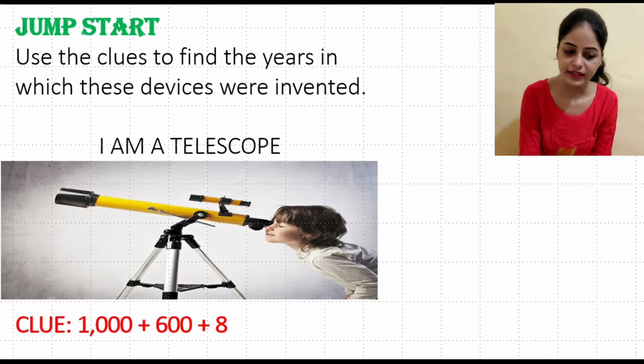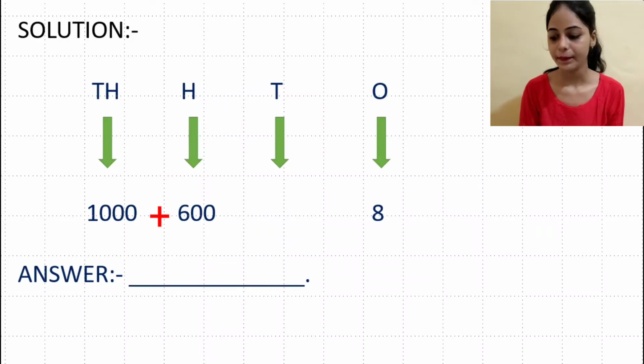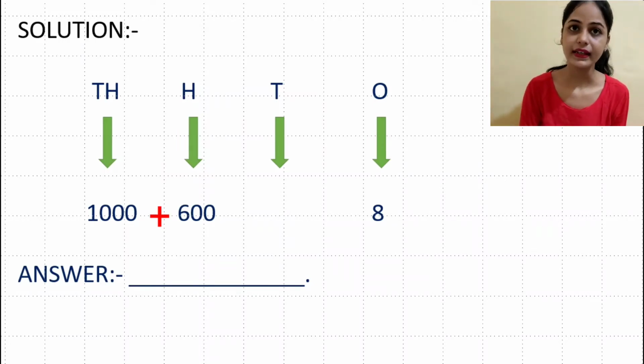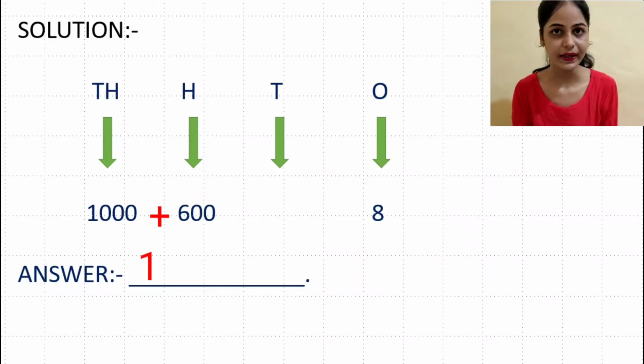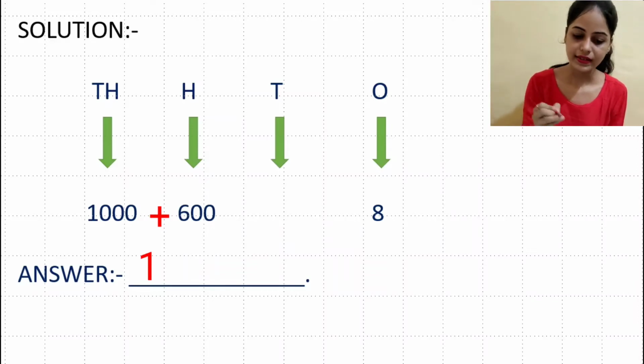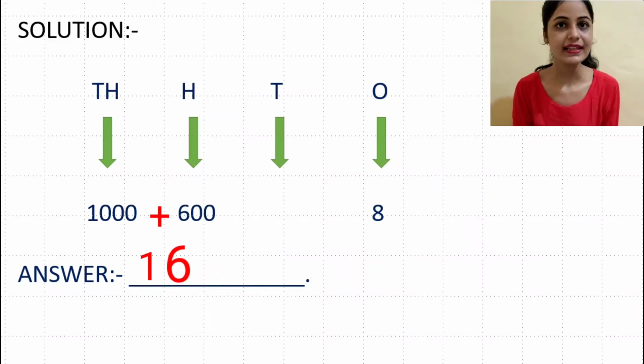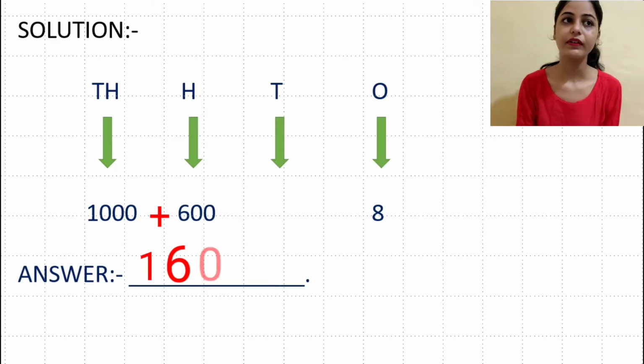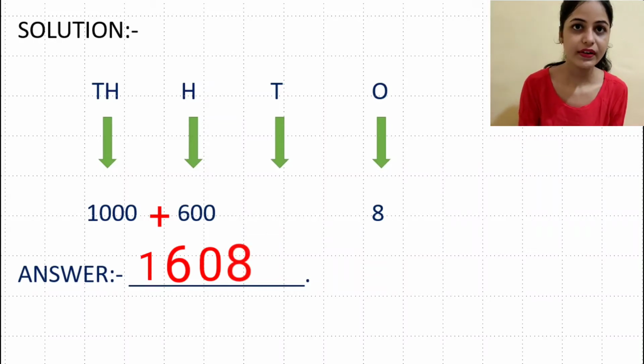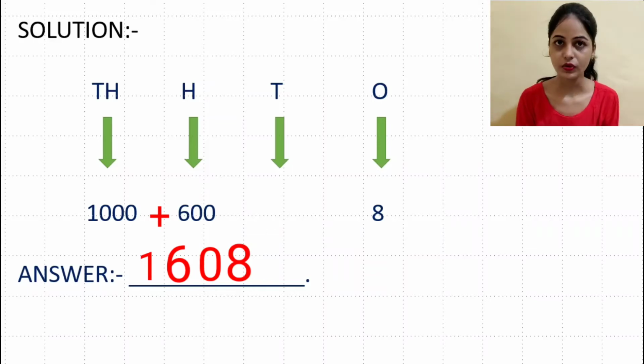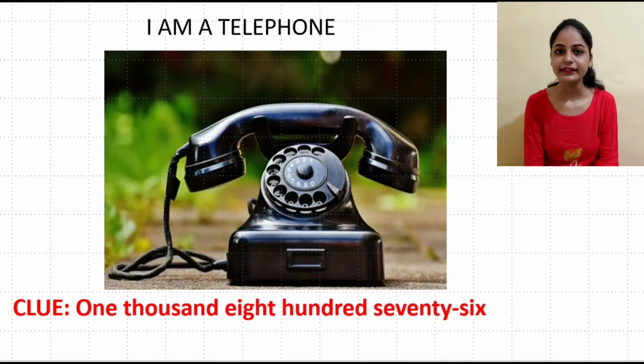So how do we have to write? 1000 plus 600 plus 8. So in the 1000 place, 1000 is given, so we will write only 1. And in the 100 place, 600 is given, so we write 6. And in the tens place, nothing is given, so we will put 0. And in the ones place, 8 is given, so we will write 8. So the telescope was invented in the year 1608.